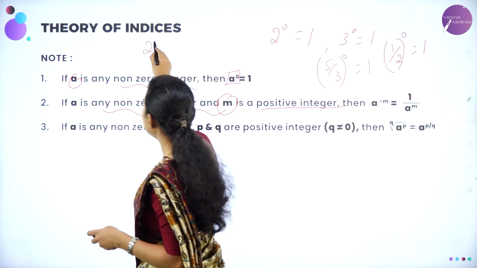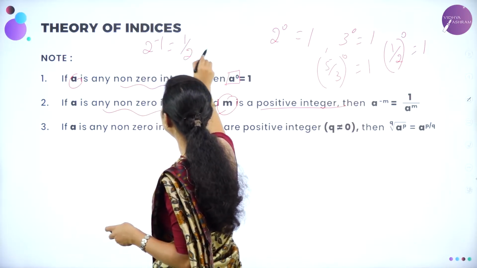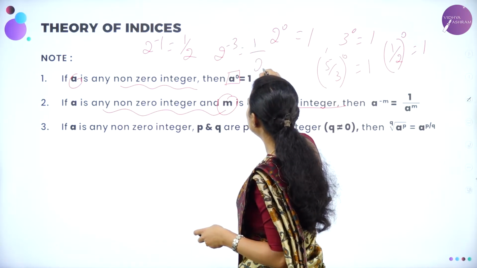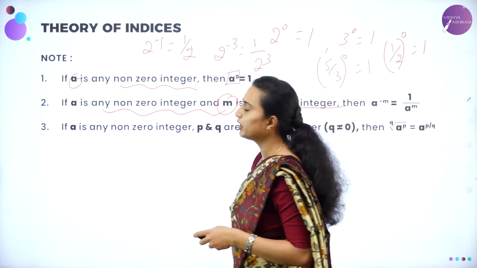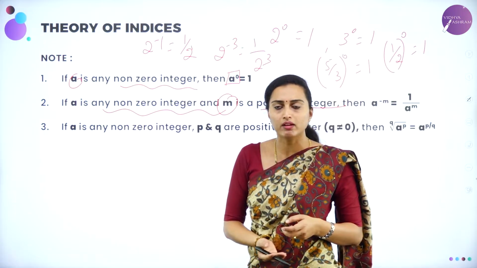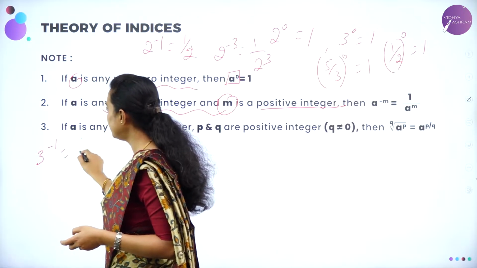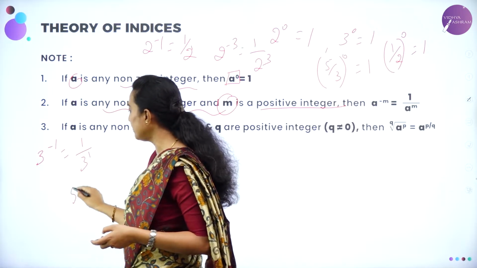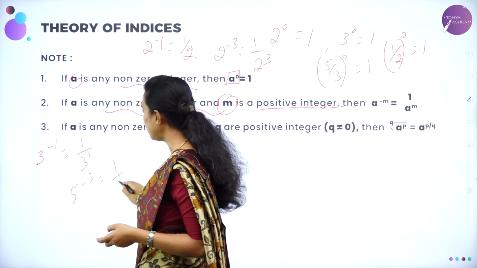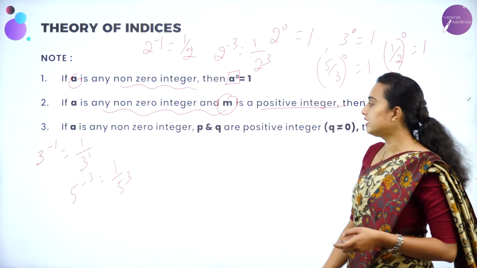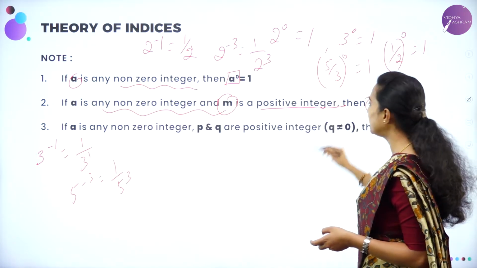That means 2 power minus 1 can be written as 1 by 2. 2 power minus 3 can be written as 1 by 2 power 3. This is 2 power 1. 2 power 1 is 2 itself. Similarly, 3 power minus 1 can be written as 1 by 3 power 1. 5 power minus 3 can be written as 1 by 5 power 3. Understood? So this is how we are going to write it as a power minus m.